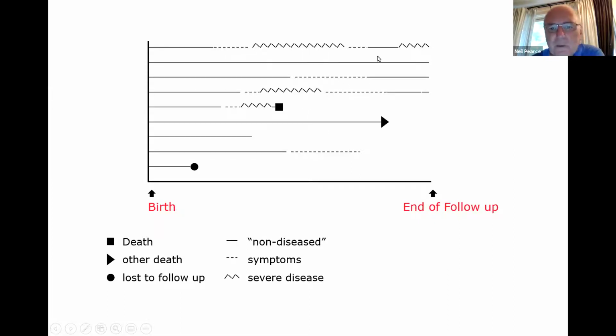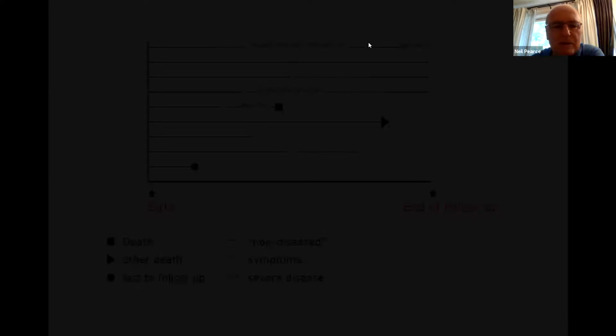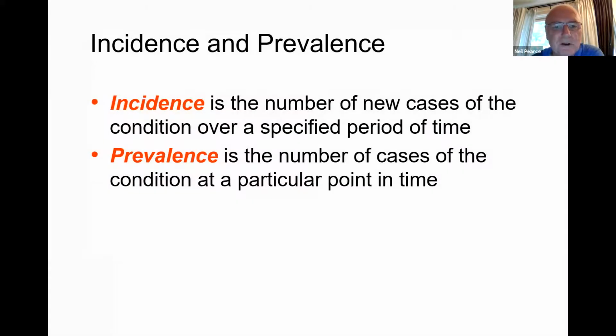On the other hand, if we look at one particular point in time, like here, if we draw a vertical line, there's one person who has the disease at that point in time. So incidence is about occurrence of new cases over time. Prevalence is just one point in time, and it's the proportion of people who have the disease at that time. I've got some slides on prevalence at the end, but I'm just going to focus on incidence in this talk.